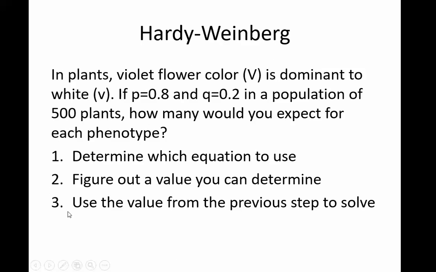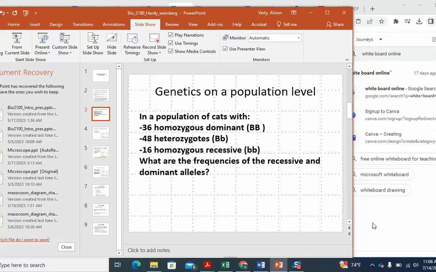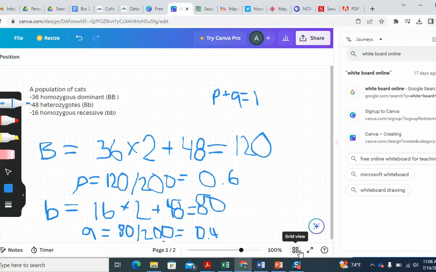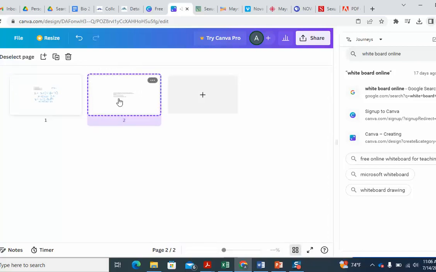We might be able to determine something like the frequency of the homozygous recessive genotype, because those are the only ones that are going to have the white phenotype. So that's a value I'm going to try to determine. And then we're going to solve the problem according to the story. So let's go back to this whiteboard and see if we can solve this.